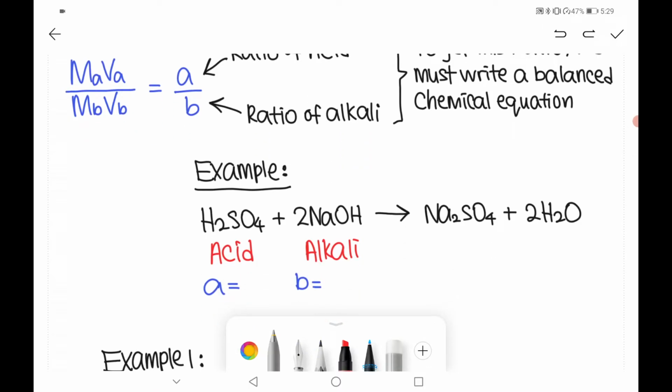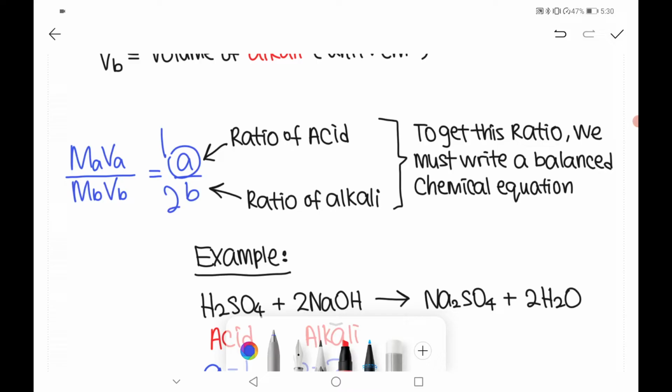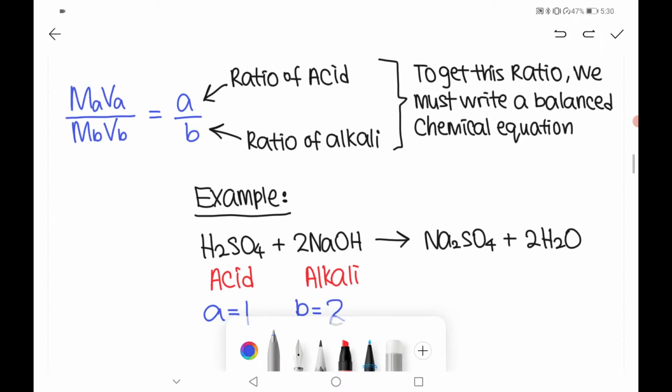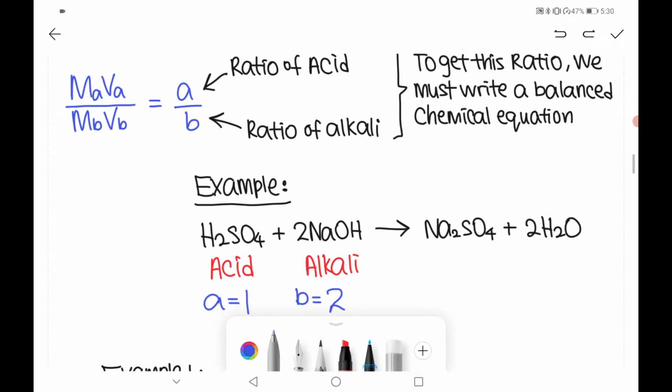How to get the ratio of acid? Look at the number in front of the acid. For sulfuric acid, we don't see any number in front, which means 1. So the ratio of acid is 1, so A is 1. What about NaOH? It is the alkali, and the number in front is 2. So the ratio of alkali is 2, and B is 2. To get the ratio of acid and the ratio of alkali, please make sure you write a balanced chemical equation. This is very important.